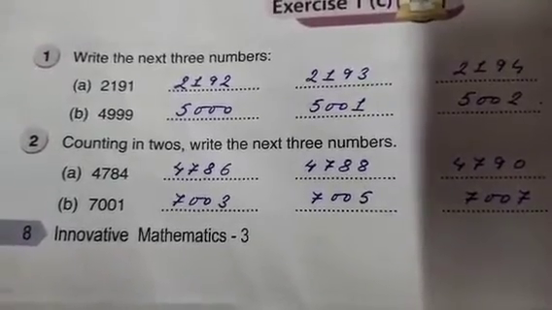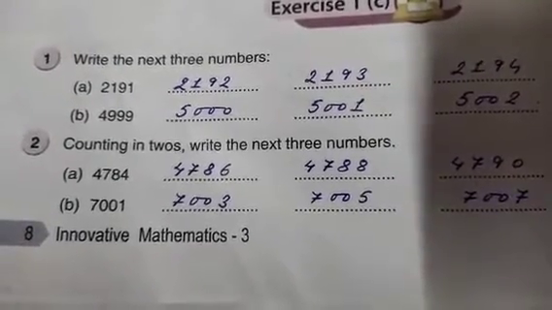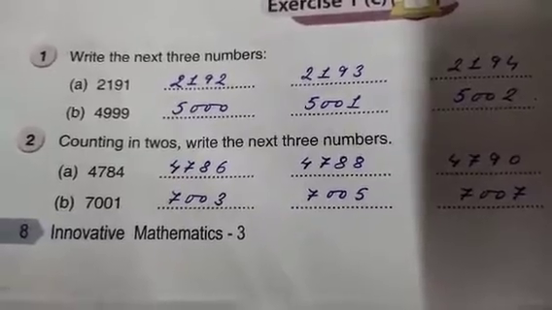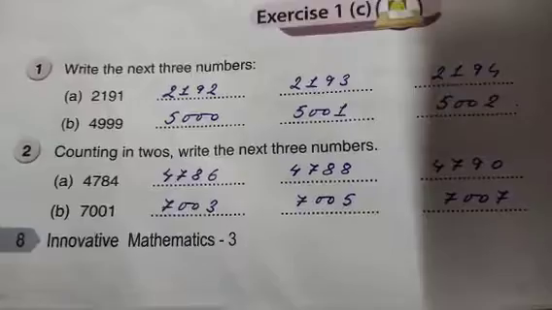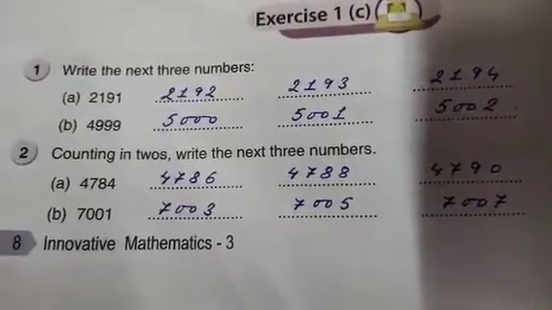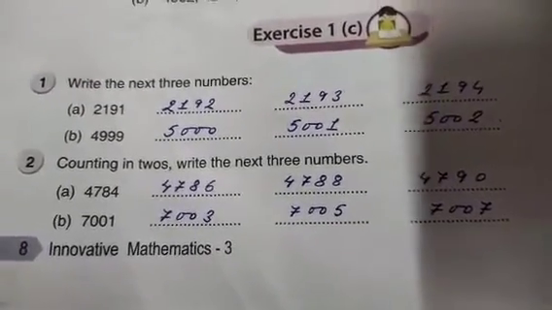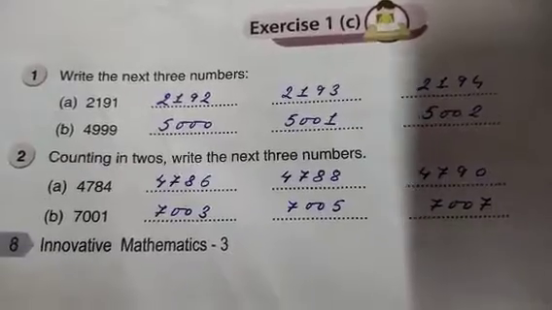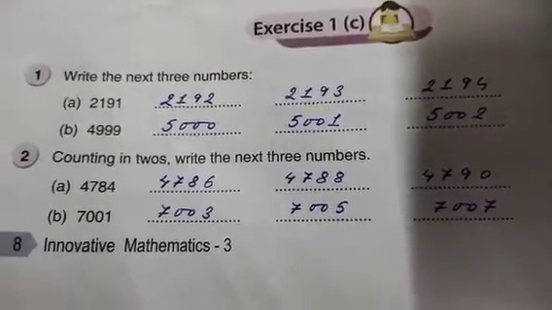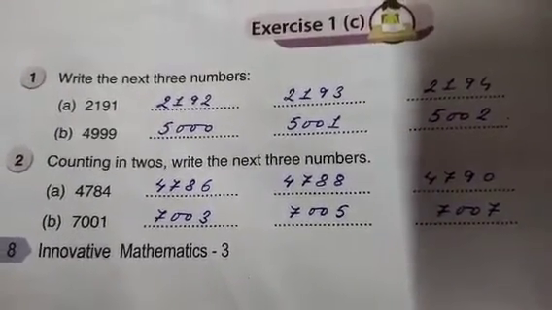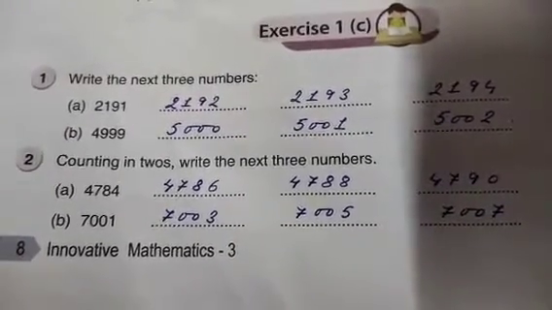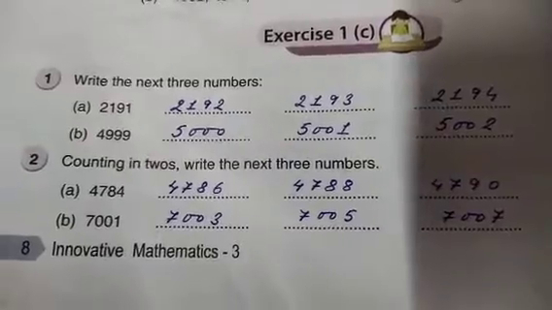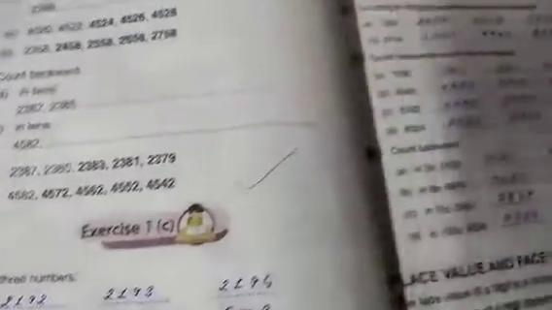Then we are starting from C, 7001. If we skip 2 numbers, what will be the next number? 7003. Then 7005. Then 7007. Okay. So here are only 3 blanks, so we will write only 3 numbers. See. Very easy. You have to skip 2 numbers and then write the next one. So let's go to the next one.